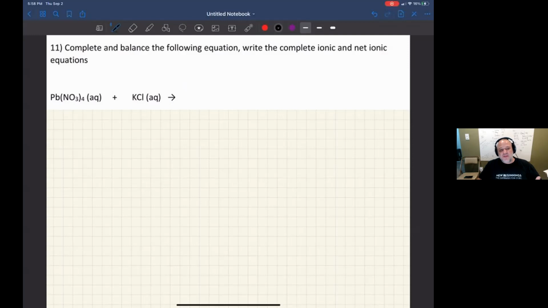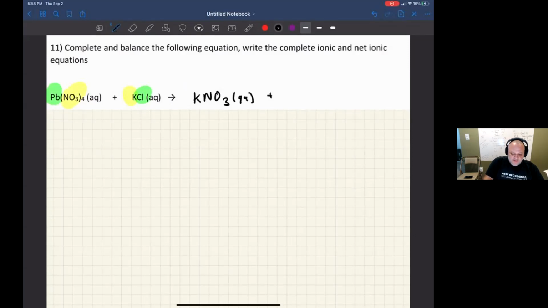But it is a double replacement reaction, so we know that we need to swap the partners. So lead will get together with chlorine, and ultimately nitrate will get together with potassium. And so we have to write down those formulas. So I'm going to start with potassium nitrate. Now, this is where our solubility rules comes in. We have to know that that's aqueous.